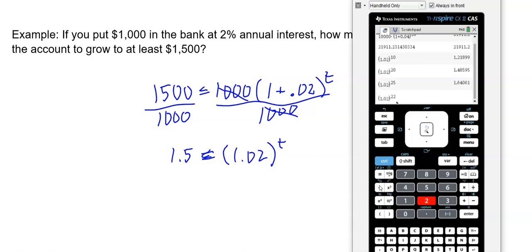So let's just try 22. That's still too much. Maybe, we'll see. 21, to the power of 21. Oh, so 1.02 to the 20th power is not enough. So it's a little over 20 years, between 20 and 21 years. If I'm rounding it, I might just say 21. You need at least approximately 21 years.